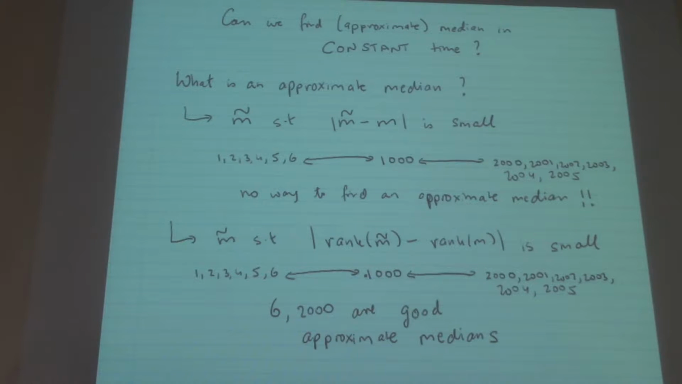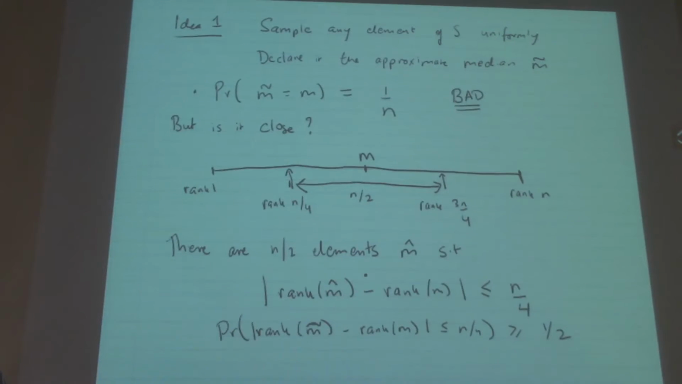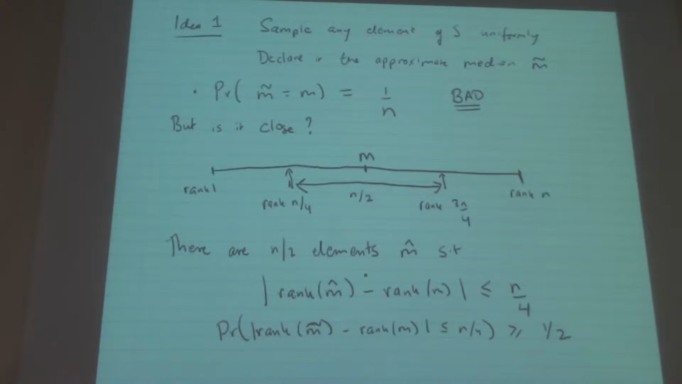Okay. Let's try to come up with a solution. And here's a solution. Sample an element randomly. That's your median. This is the most brain-dead solution you could come up with. I just pick an element at random and say, yay, median.